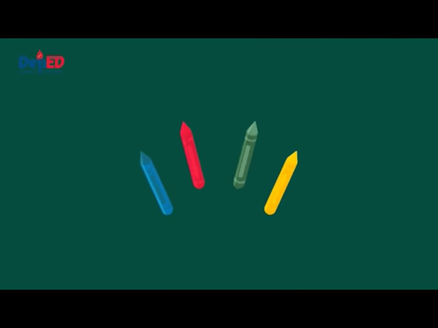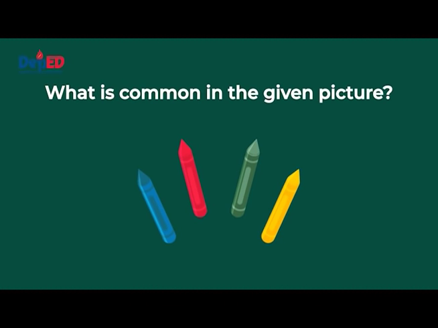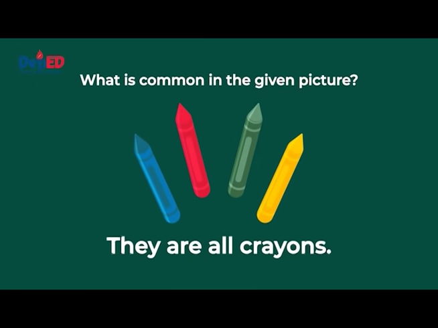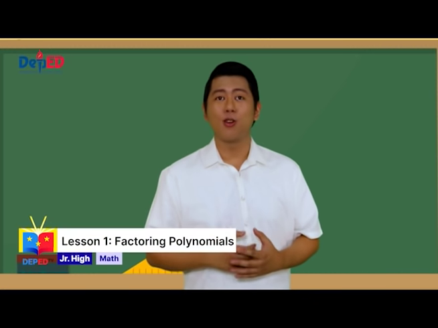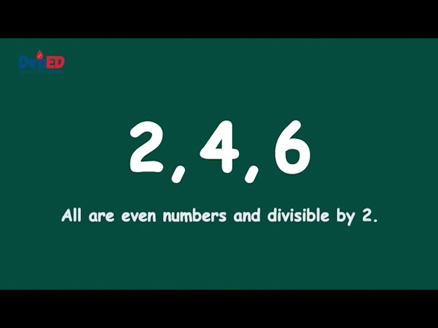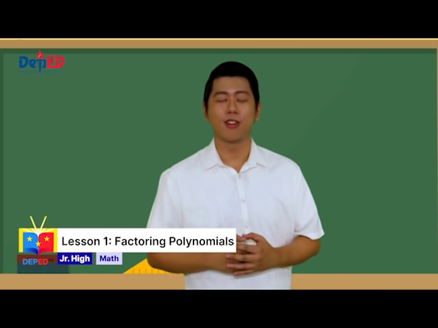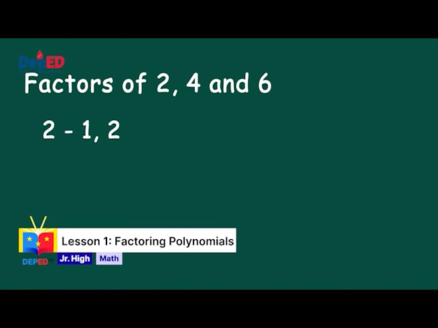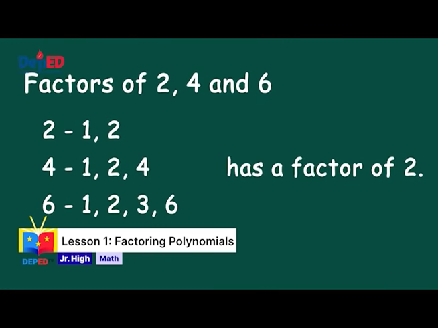How about this? What is common among these four? Even if they are of different colors, we know that all of these are crayons. What if I ask you to think what is common with 2, 4, and 6? They are all even numbers or divisible by 2. If we look at their factors, 2 has 1 and 2. 4 has 1, 2, and 4. 6 has 1, 2, 3, and 6. Observe that aside from 1, all of them have a factor of 2.